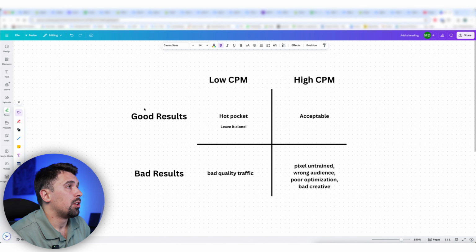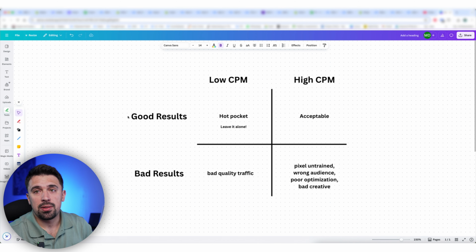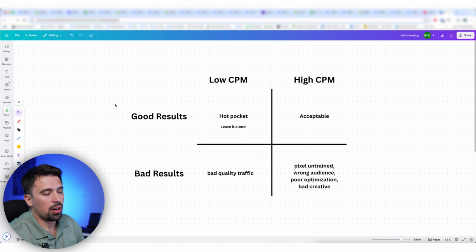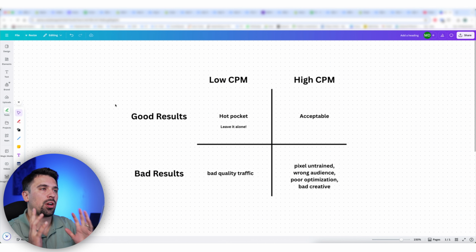The thing about CPMs is it's not the end all be all. We're gonna talk now about how to interpret them and how to kind of work with them, okay? So let's jump into that now. So here's the way that I like to think about CPMs, right? So just on a very broad level, let's start here.